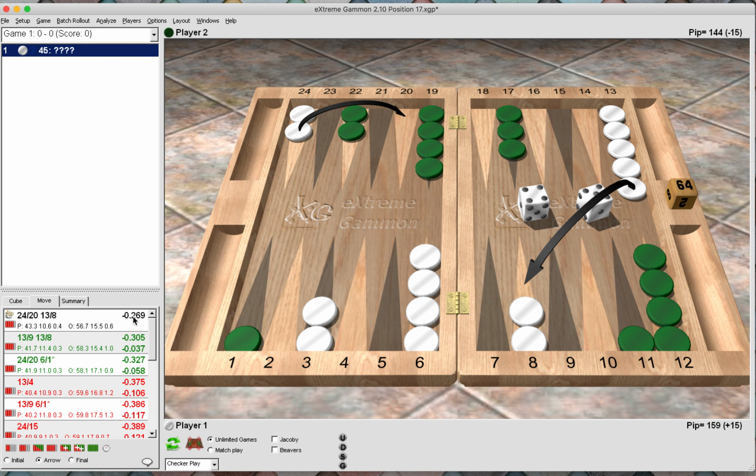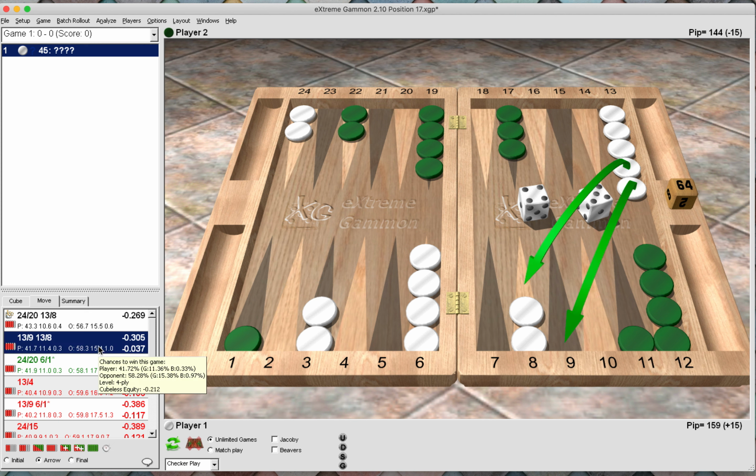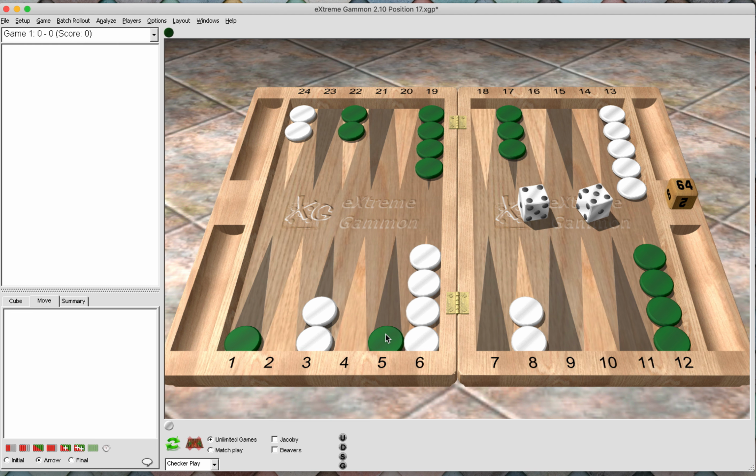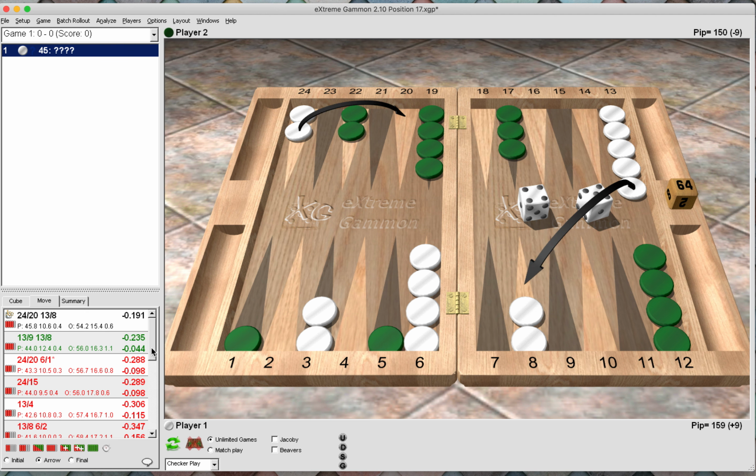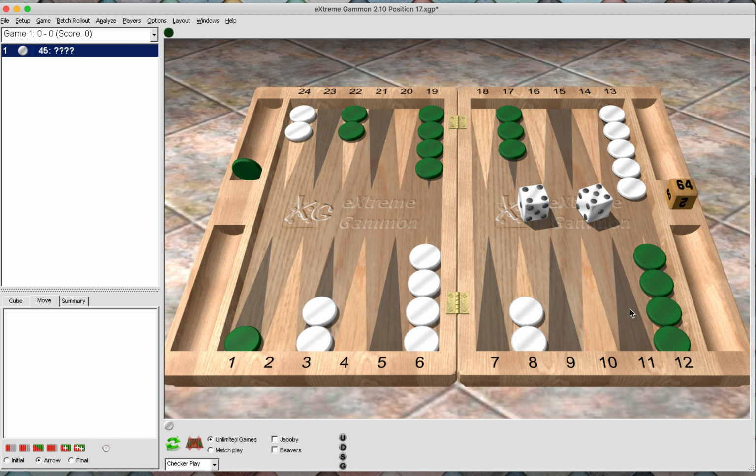So now we can see bringing 2 down is a 0.037 error. However, before, bringing 2 down was a 0.044 error, so a bigger error to bring 2 down from this position. So now we can begin to understand that, well, if green has escaped more, is further ahead in the race, then it's a slightly better idea to bring 2 down.